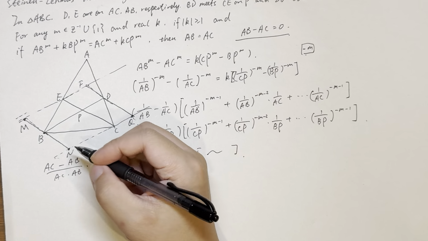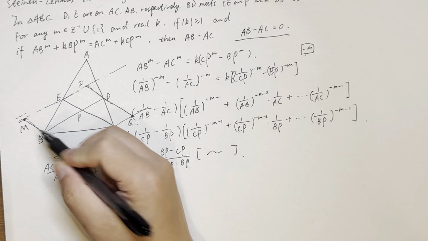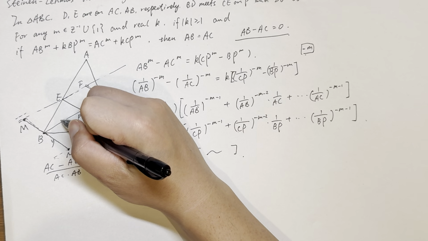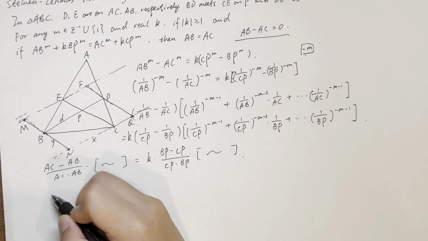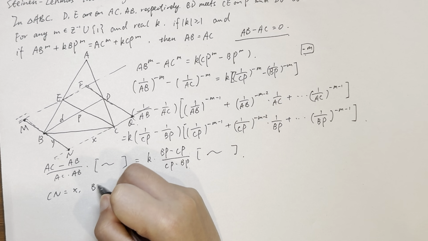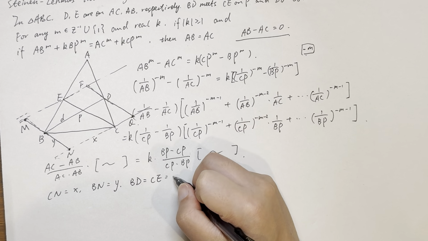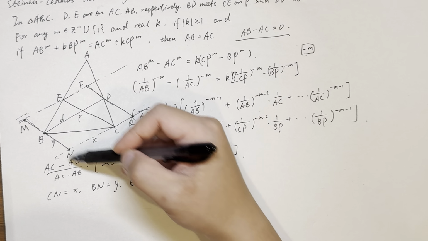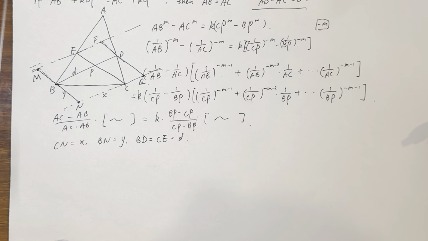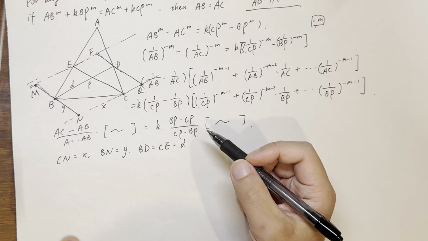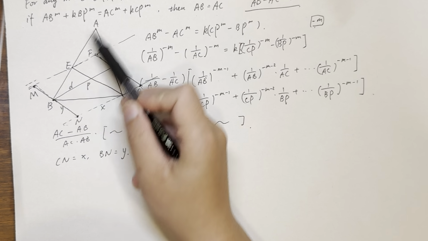So to make it easier, we set CN equals X, BN equals Y. And let's set the distance of BD equals D. Okay, so we know that CN equals X, BN equals Y, and BD equals CE equals MF, FQ, QN, NM, right, equals D. Now the question is, how can we calculate the relationship between BP and AB?